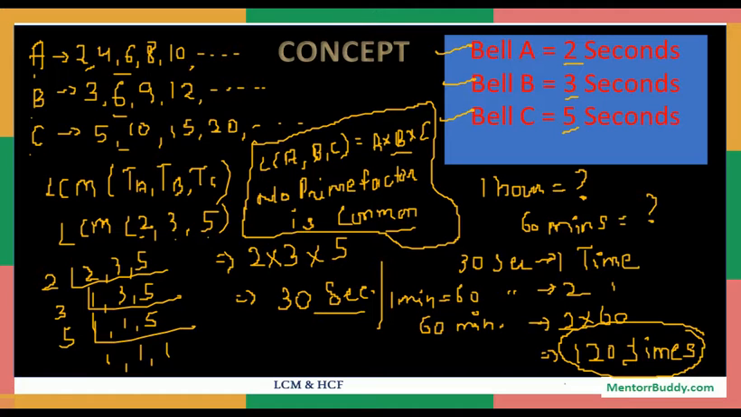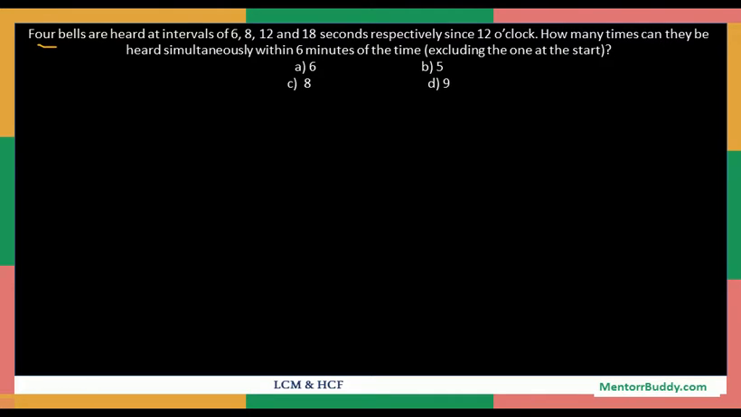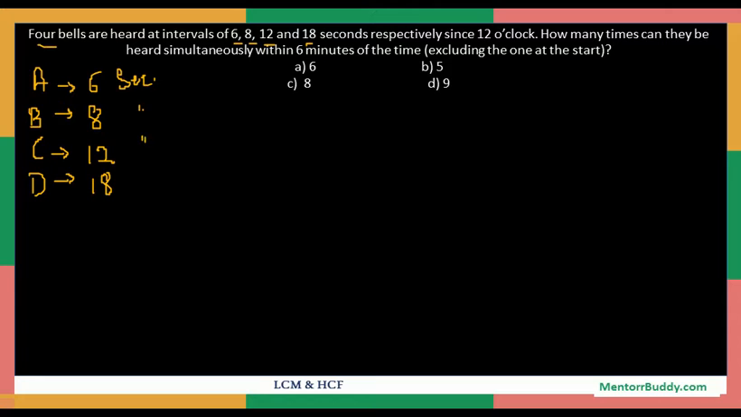Now applying the same logic in the coming question. The question says there are 4 bells which ring after 6, 8, 12 and 18 seconds. So let's say I'm assigning these as A, B, C and D. Bell A rings after every 6 seconds, bell B after every 8 seconds, C every 12 seconds and finally D every 18 seconds. Now the question is, if the bells started at 12 o'clock, how many times can they be heard ringing simultaneously within 6 minutes?